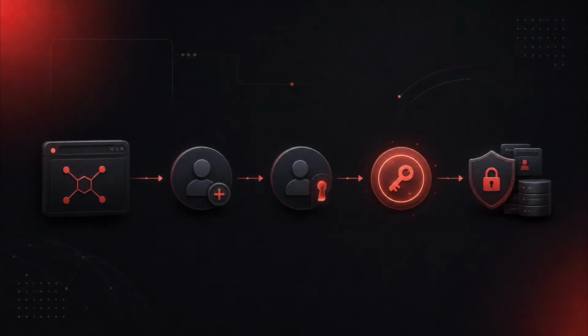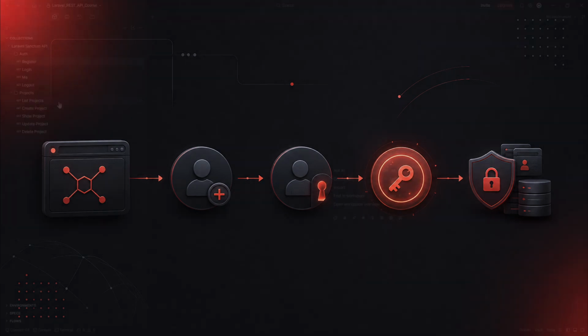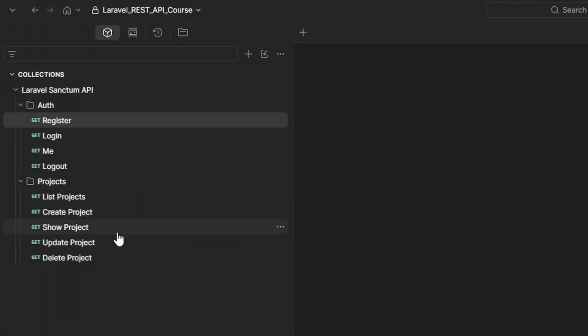A user can register. A user can log in. Laravel returns a Sanctum token. That token protects the private routes. Then the user can create projects, list projects, update them, and delete them.